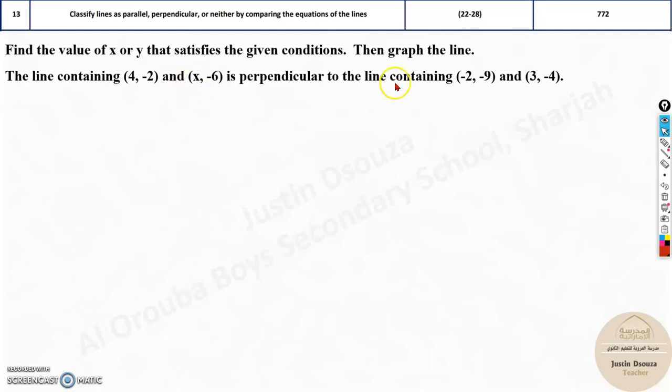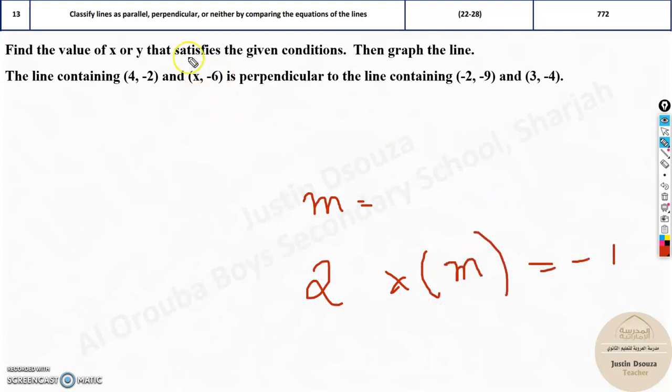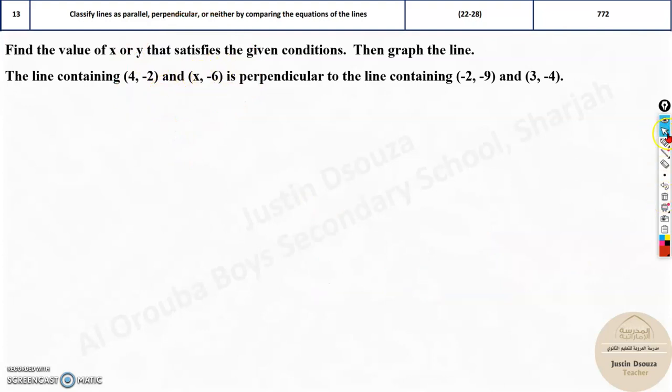Now, the easiest way is to find the slope for the given line. This is the given line, right? Find the slope, m. Once you find the m, then you know this slope, say imagine it's 2. When you multiply this with the unknown value, it must be equal to -1. So we can find the slope for this line and then we can easily find x. Let us see this now.